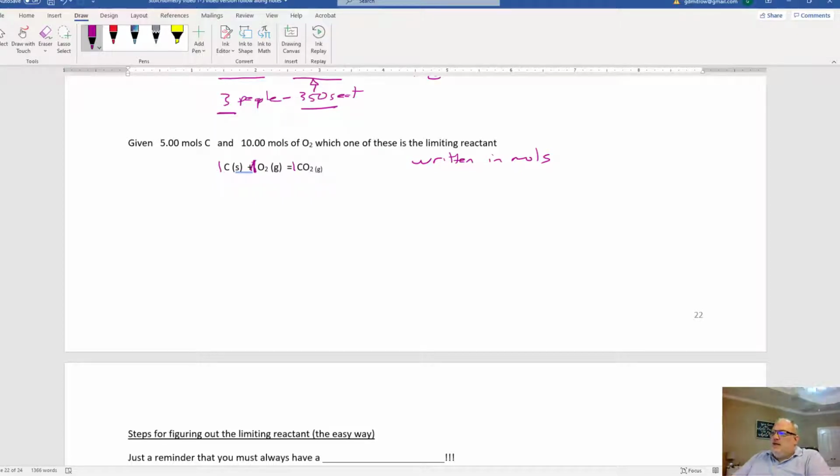But if I were to tell you, hey, I'm giving you 5 moles of carbon and 10 moles of oxygen, and I asked you which one of these is the limiting reactant, if it's a 1-to-1 ratio, would any of you have any trouble with this?